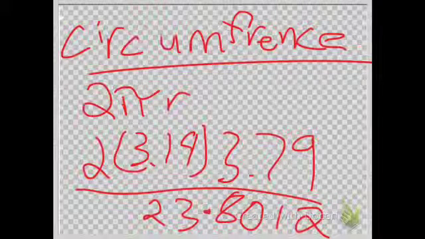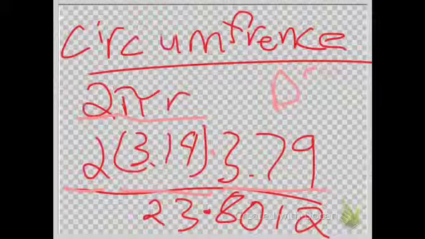Now we need to find the circumference. The circumference is 2 pi r, and now we need to multiply 2 by 3.14 times 3.79. We can also do diameter times pi, or pi times diameter, whichever. And if you multiply correctly, we should get 23.8019.